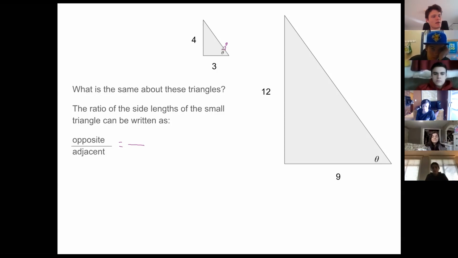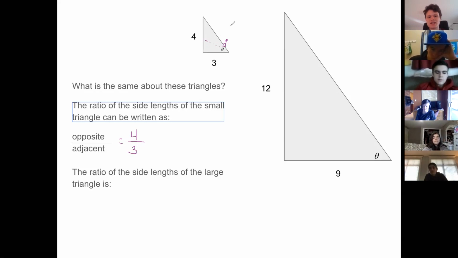What's the side length opposite to theta here? What is the number that is its side length? 4. 4, yeah. Opposite, remember, we have to walk across a triangle. So that's 4. And how about adjacent? 3. 3, okay. So we've got a ratio here that is 4 over 3. This is opposite to adjacent.